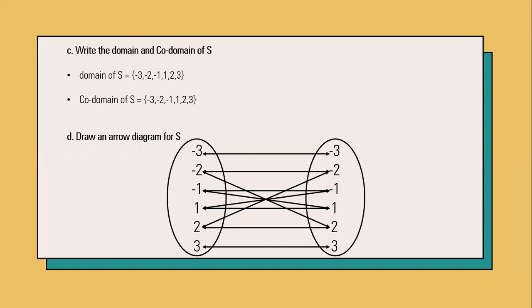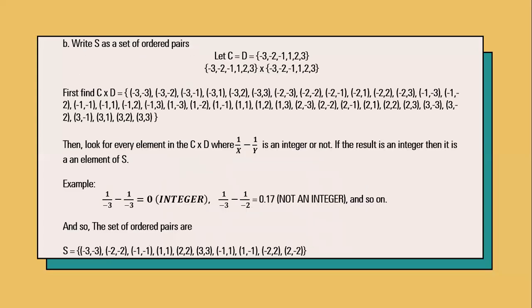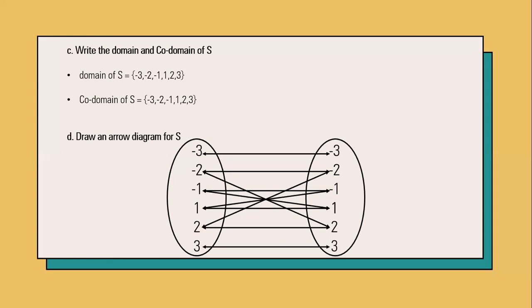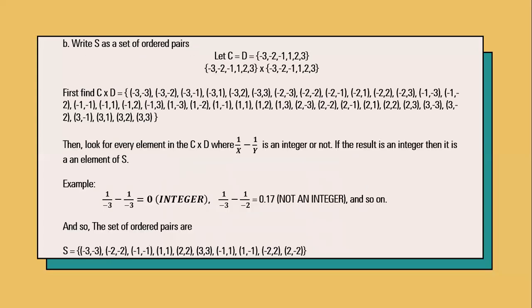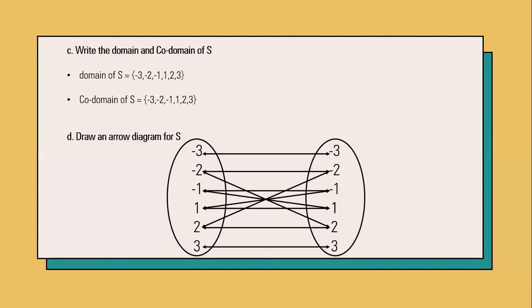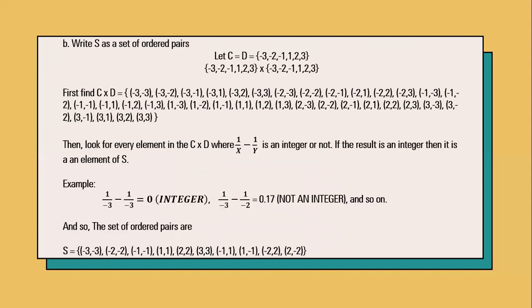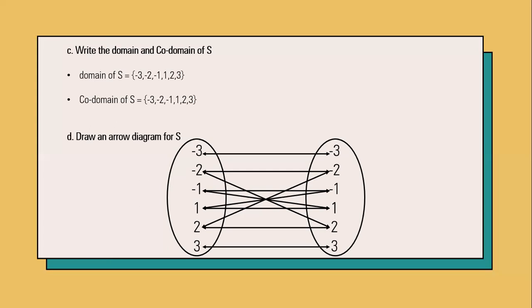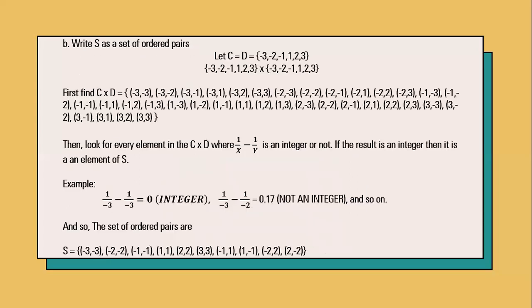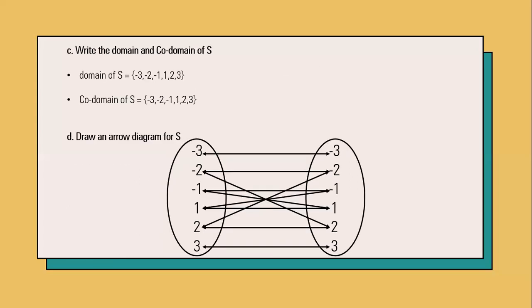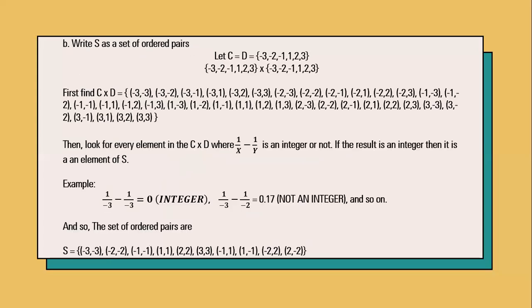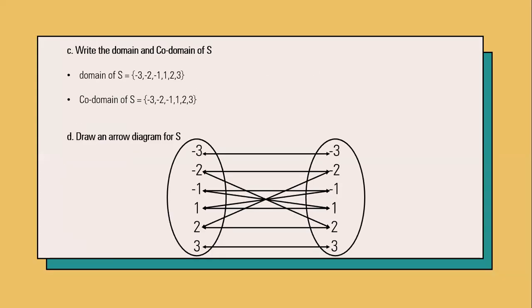And for the arrow diagram for relation S, here it is. So the arrow diagram and the set of ordered pairs are connected to each other. So in the ordered pairs, negative 3 and negative 3, we just connect negative 3 and negative 3. Negative 2 and negative 2, we just connect negative 2 and negative 2. Negative 1 and negative 1, we just connect them, and so on. We just connect the numbers in the ordered pairs and represent them as an arrow diagram for relation S.